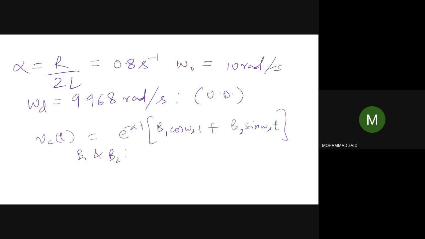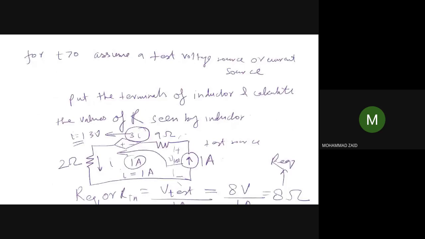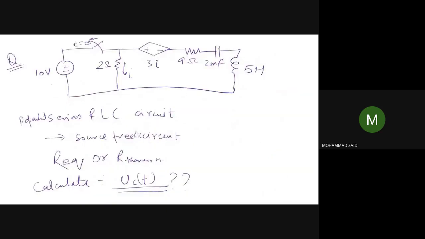One of the initial conditions is the same. What is Vc0 plus? As you see in the circuit, Vc0 plus will be equal to 10 minus 3i0 plus. If you see this circuit at t equal to 0 plus, the capacitor was open circuited, so no current was flowing into it.